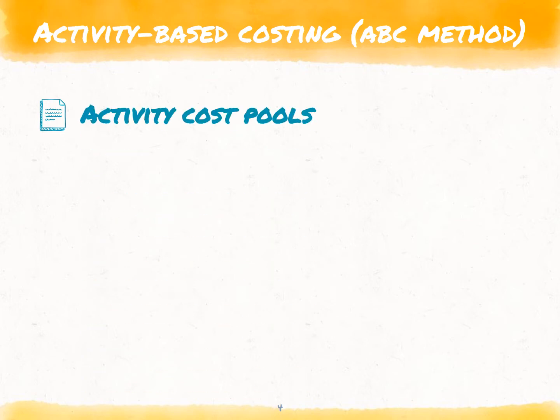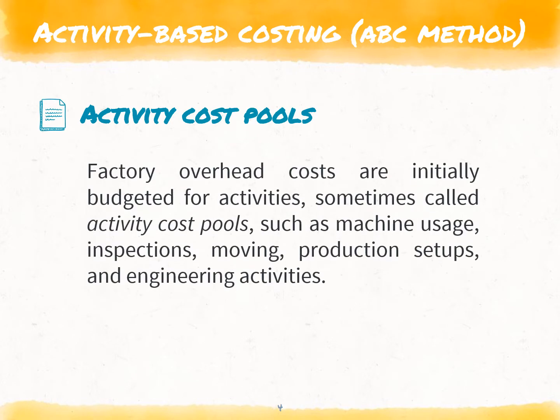Under activity-based costing, factory overhead costs are initially budgeted for activities, sometimes called activity cost pools, such as machine usage, inspections, moving, production setups, and engineering activities. In contrast, when multiple production department factory overhead rates are used, factory overhead costs are first accounted for in production departments. The budgeted activity costs are assigned to products using factory overhead rates for each activity. These rates are called activity rates because they are related to activities.